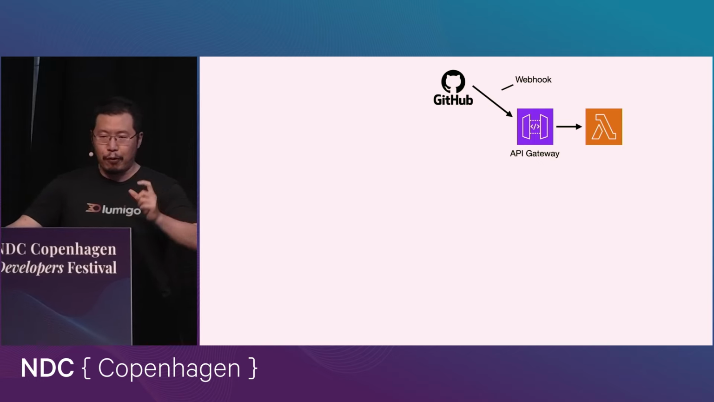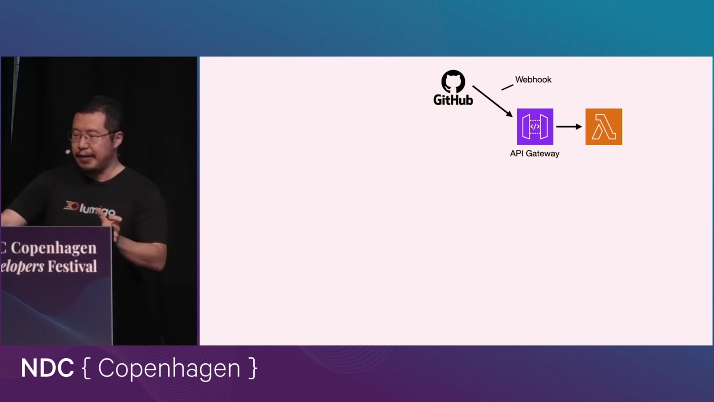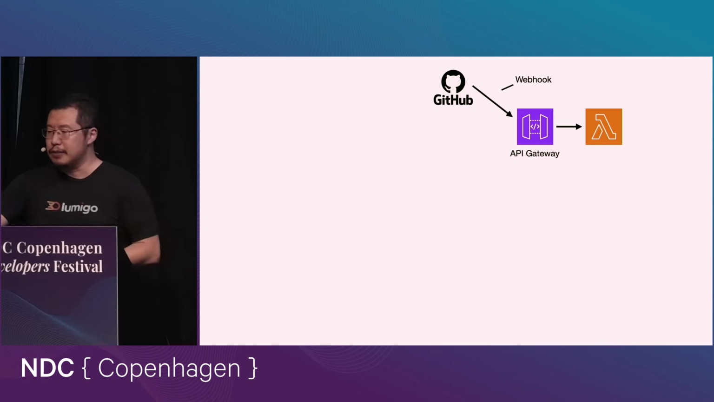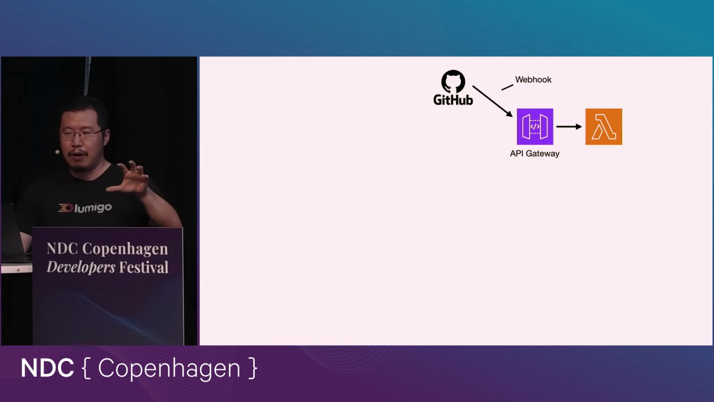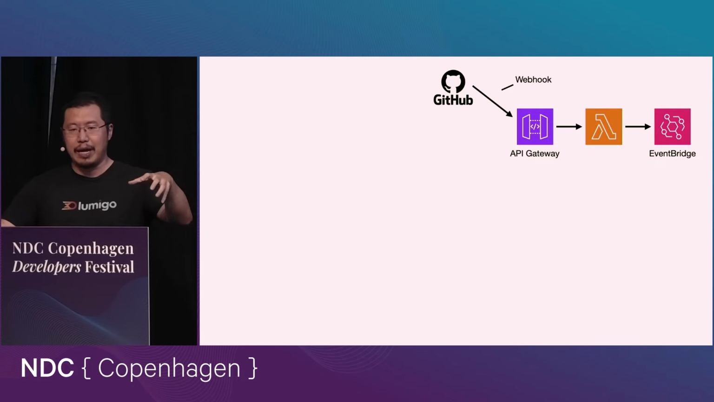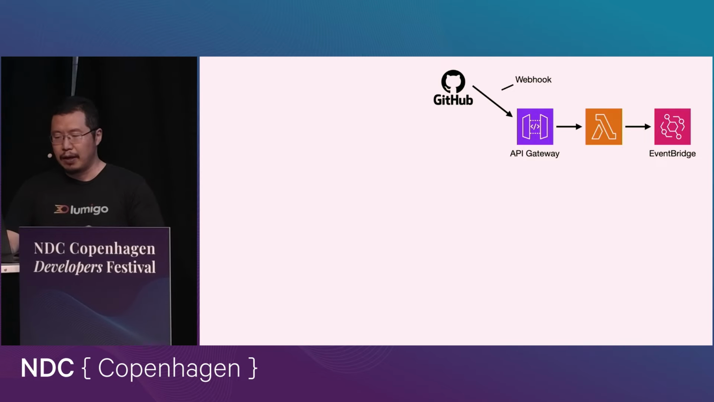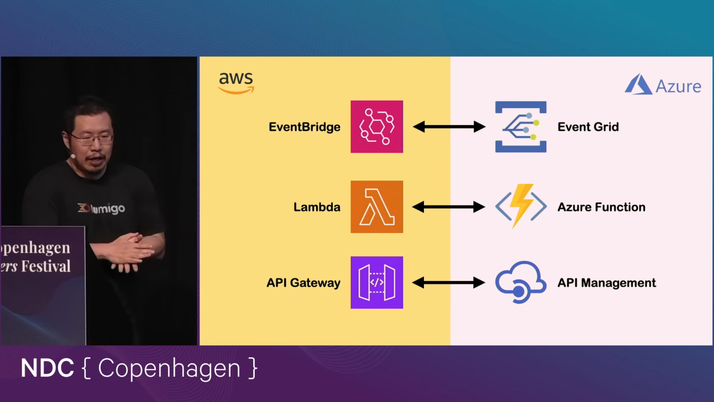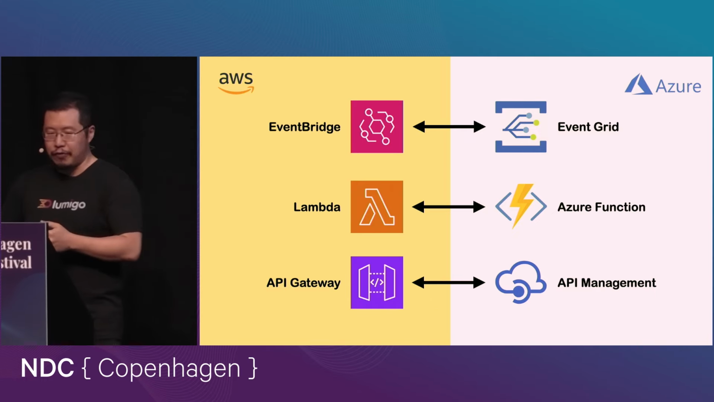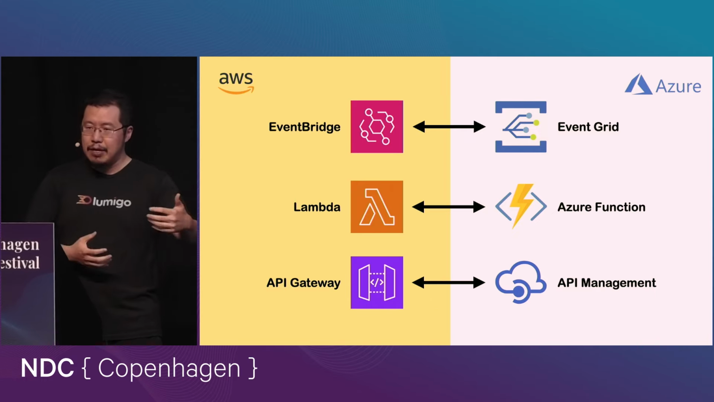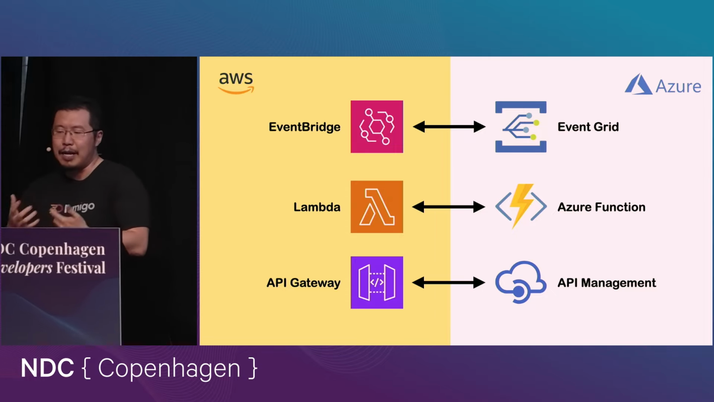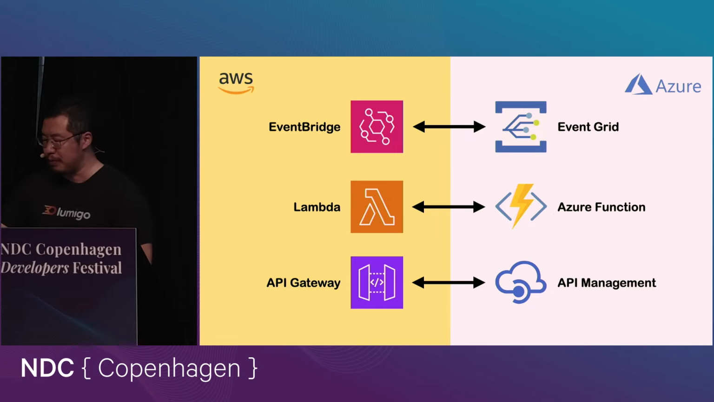But we don't want to process and do all the analysis right there, because the webhook needs to respond within 2 seconds. So instead, we take whatever payload we receive from the webhook, and we save it into an event bus so that we can process it after the fact. And for those of you who don't work with AWS, essentially EventBridge on Azure is Event Grid, Lambda on Azure is Azure Functions, and API Gateway is kind of the AWS equivalent of API Management.